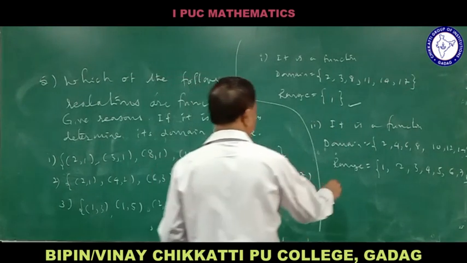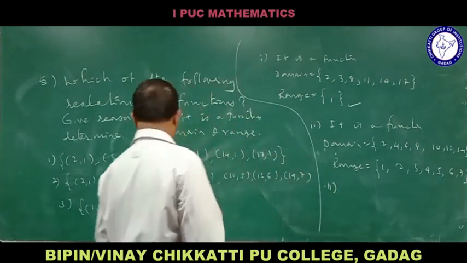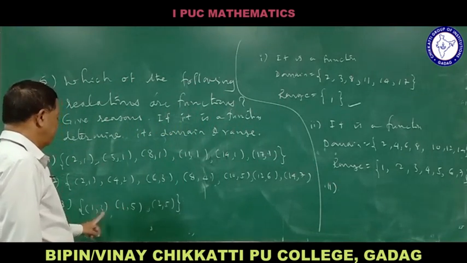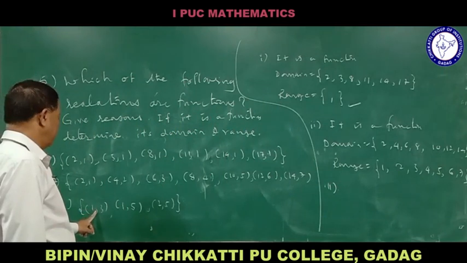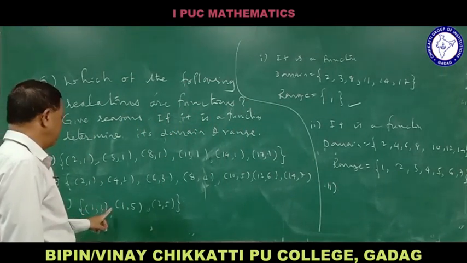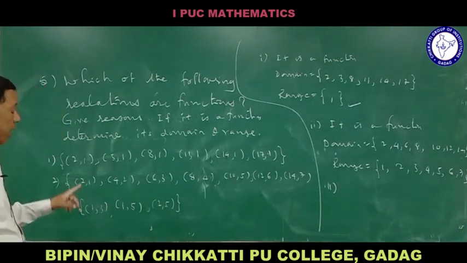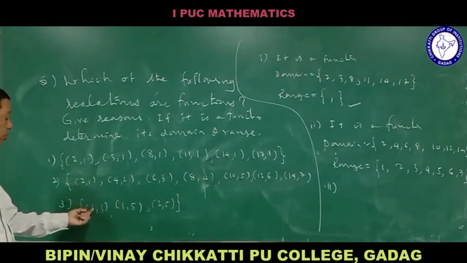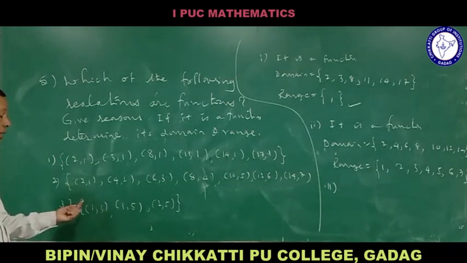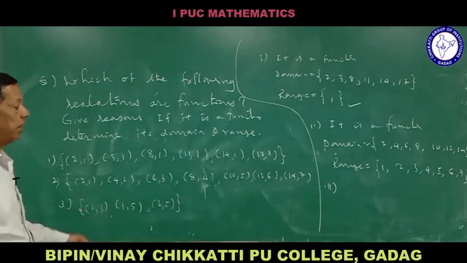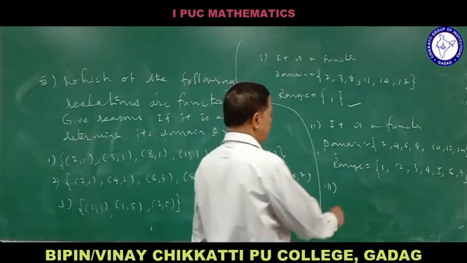Next, number 3. Look at this. 1, 3 and 1, 5 have the same first element, so it is not a function. Here you have to see that 1 is associated with 3 and 1 is also associated with 5. The element 1 is not uniquely associated; it is associated with 3 and 5. The element 1 in the domain is associated with 2 elements, 3 and 5, so it is not a function.